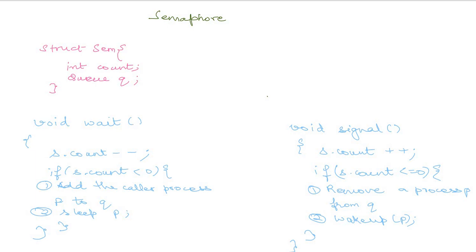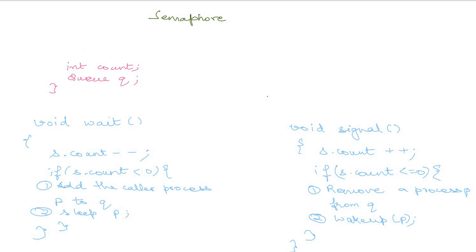Then we see the signal is where they have used the restroom and they're moving out. So the count is incremented, and if the count is still negative, then it will remove a process P from the queue. That is, we saw that when one of the restrooms was vacated, it woke up P4 to come. So you basically wake up the process P. So that's the simple implementation of semaphore.